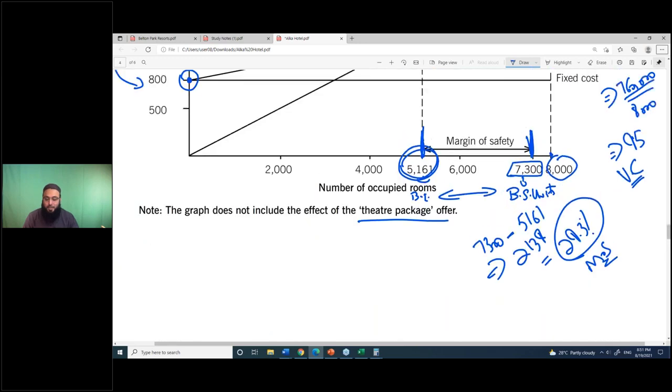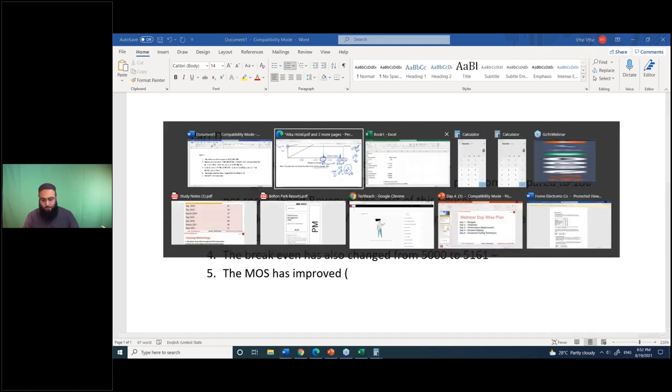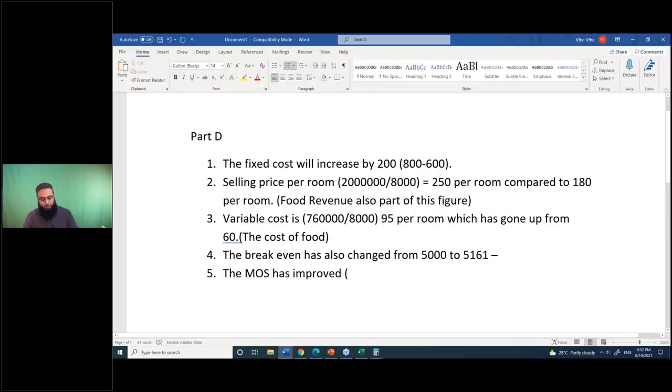So having said all these things, you must keep in your mind that I'll write here the MOS has improved, and I've done the calculations. I can just copy paste it. 7300 minus 5161 divided by 7300. So it's 29% from 22%.